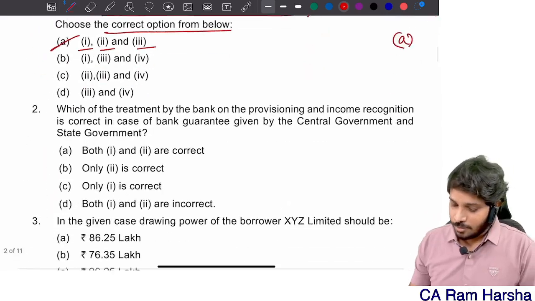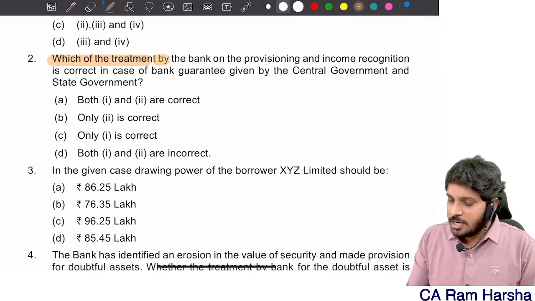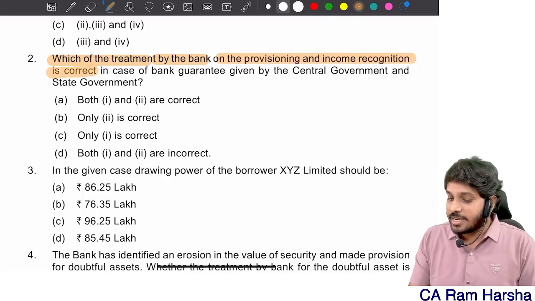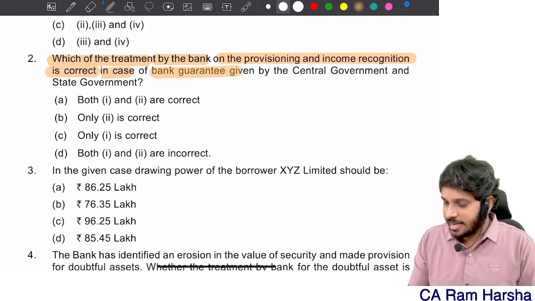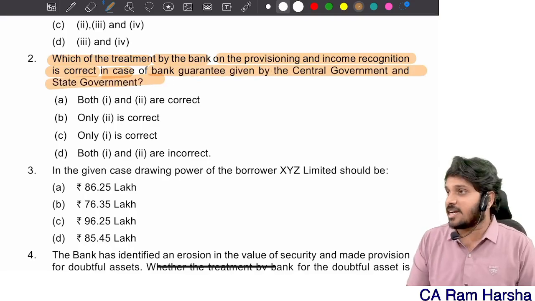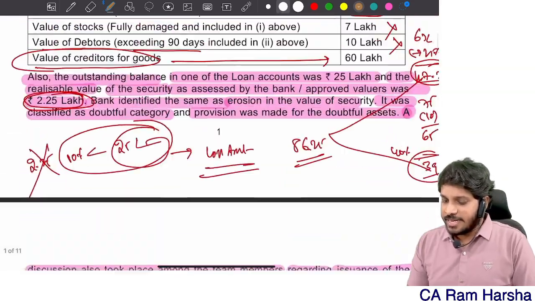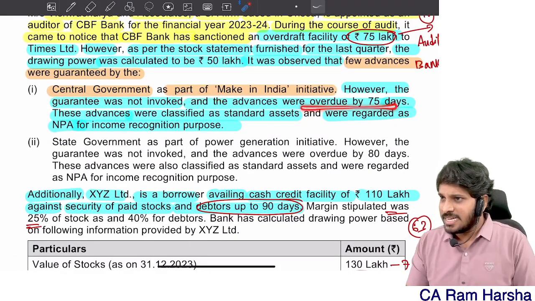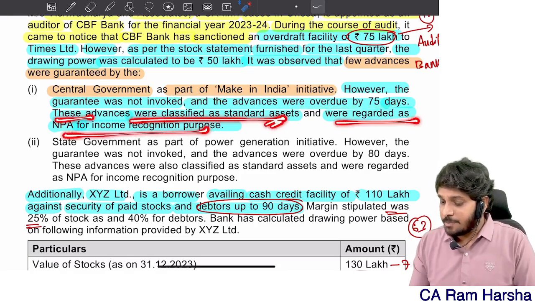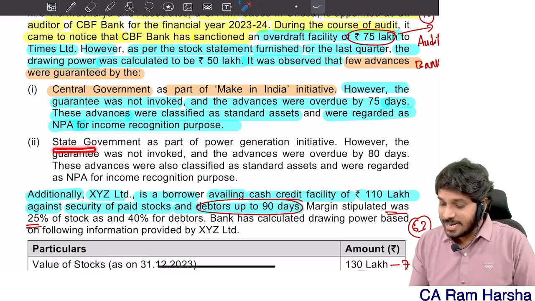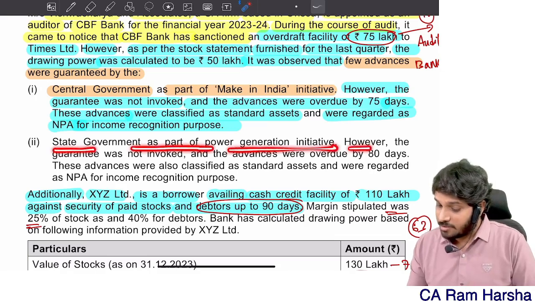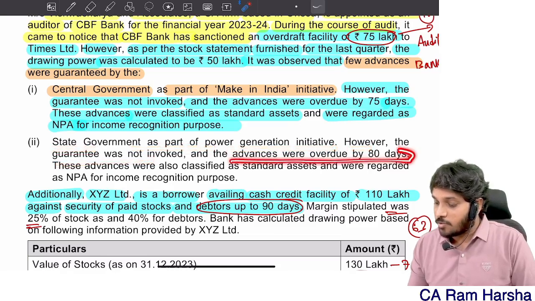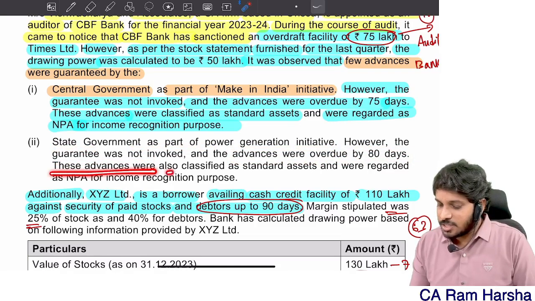Agreed. Which of the treatments by the bank on provisioning and income recognition is correct in case a bank guarantee was given by the central government and state government? Like a bank guarantee given by the state government and central government. Central government gave a guarantee. They were overdue by 75 days. These advances were classified as standard asset, which is correct, and regarded as NPA for income recognition, which is also correct. State government, as a part of a power generation initiative. However, the guarantee was not invoked and the advances were overdue only by 80 days. These advances were also classified as standard asset, were regarded as NPA.